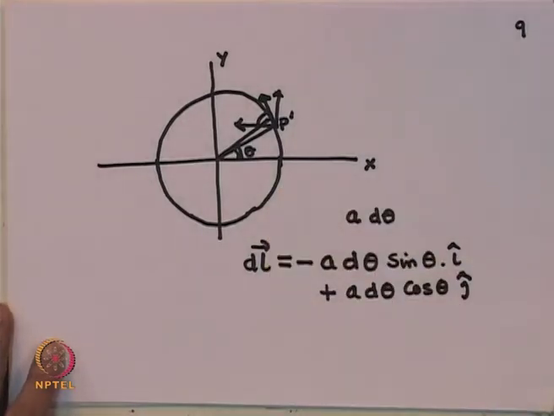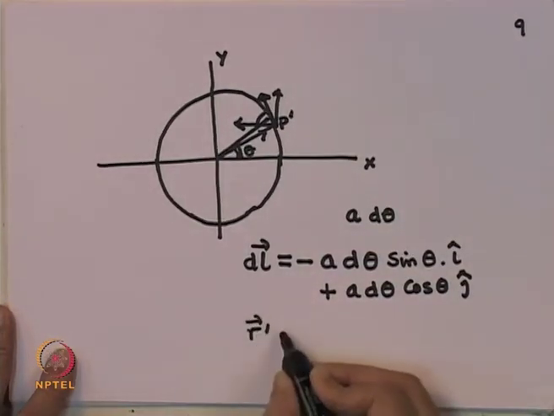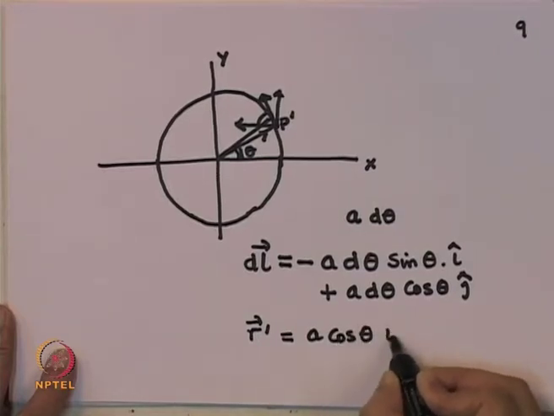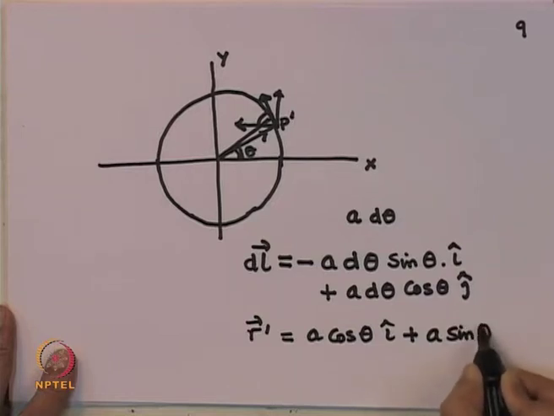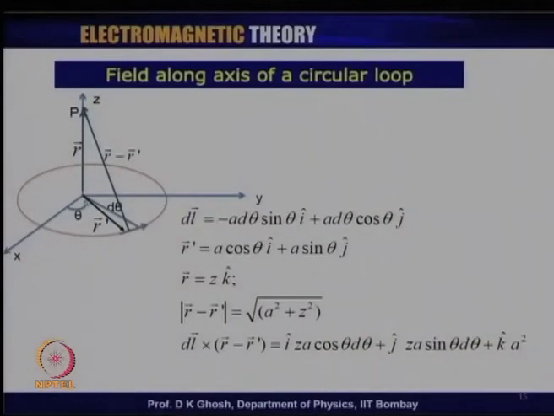Now, the vector r prime itself, which is this vector, I can resolve, and that simply gives me a cos theta times i, because this is in the outward direction. So, the r prime vector itself is a cos theta times i plus a sin theta times j. And the vector r, returning to the slide, is along the z axis. I have rewritten the two relationships that we had proved. So, vector r is z times k. And further, the magnitude of r minus r prime, by Pythagoras theorem, is the square root of r square plus a square.